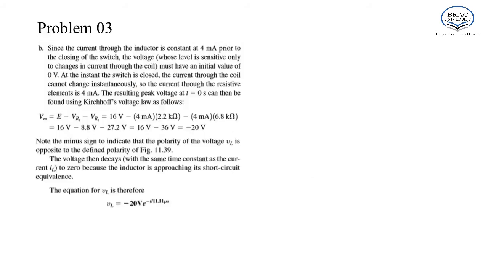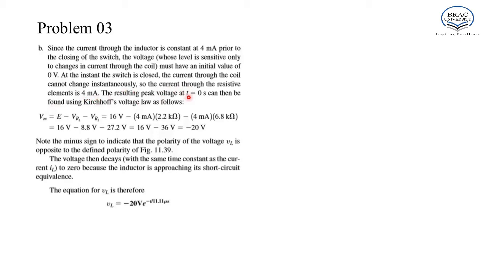Since the current through the inductor is constant at 4 milliampere prior to the closing of the switch, the voltage, whose level is sensitive only to changes in the current through the coil, must have an initial voltage of 0 volt. At the instant the switch is closed, the current through the coil cannot change instantaneously. So the current through the resistive elements will be 4 milliampere.